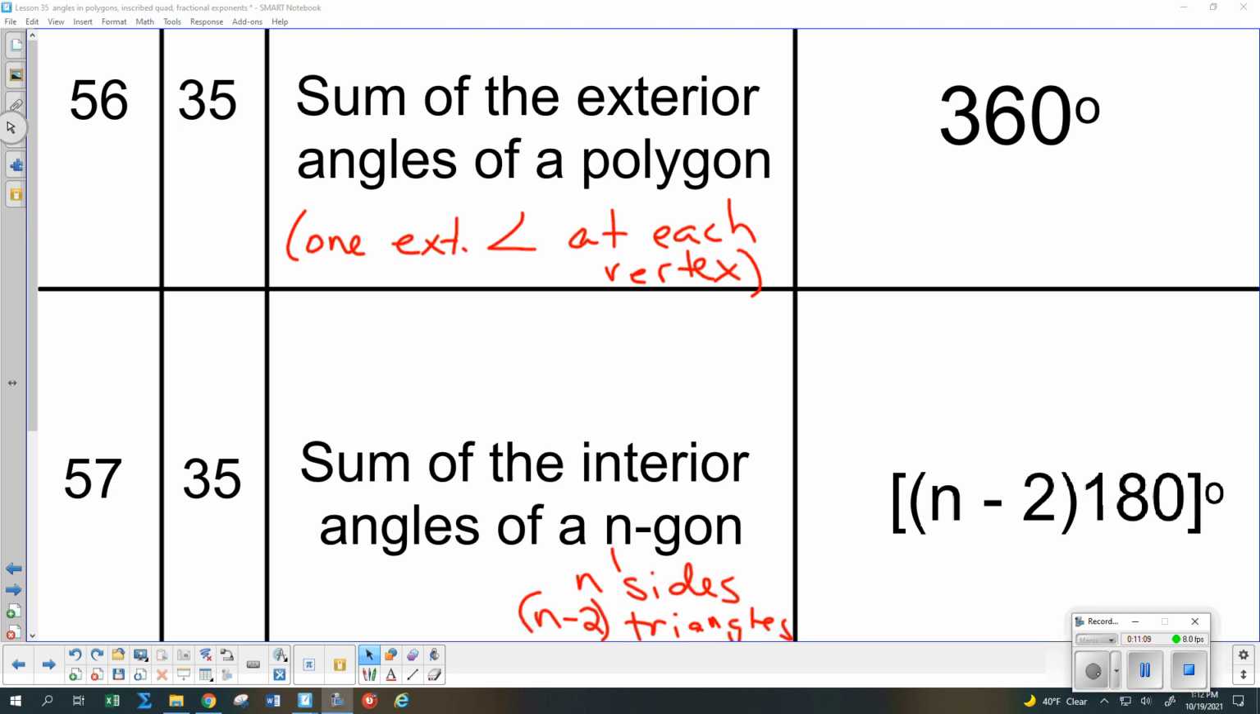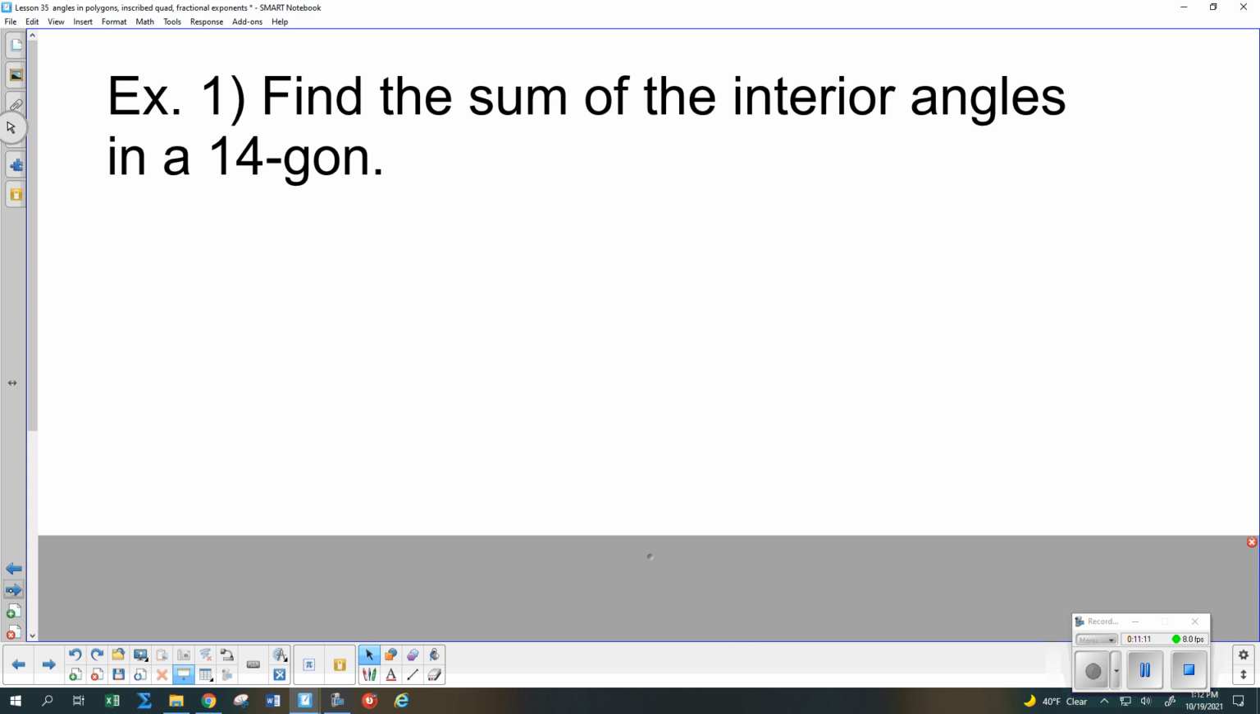Let's try this out with an example. If I have a 14-gon, so I have 14 sides, Elias, what will I need to do to get the sum of the inside or interior angles?